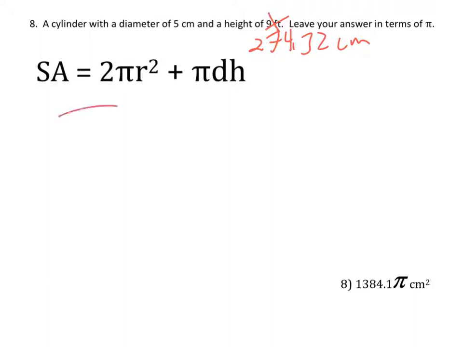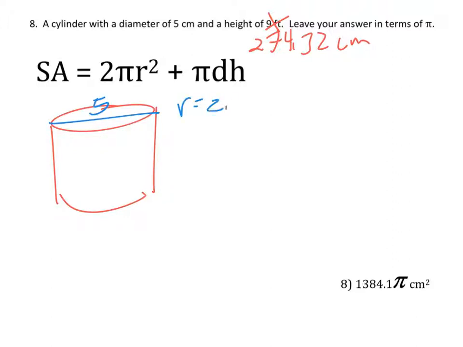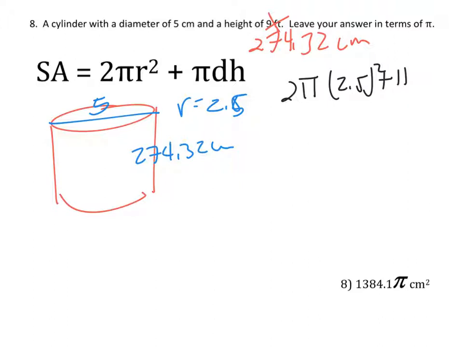So drawing our cylinder out here, looks like this, and we said we have a diameter, it's all the way across the circle, of 5. That means the radius, by the way, is 2.5. And the height then is at 9 feet, or 274.32 centimeters. So plugging everything into our formula, we're going to get 2 pi times 2.5 squared plus pi times 5 times 274.32.